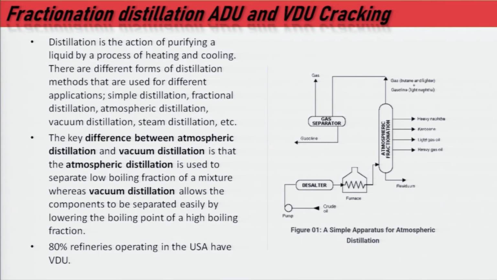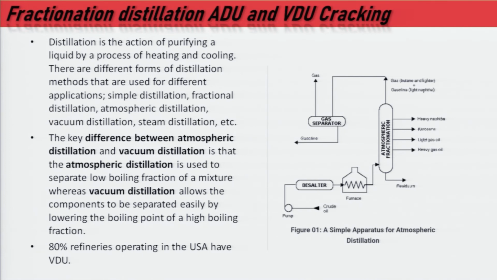So, if crude oil has heavy molecules with very high boiling points, then we go for vacuum distillation. 80% of refineries operating in the USA have VDU, so 80% of refining is done by the vacuum distillation unit. You can see a simple apparatus for atmospheric distillation here.